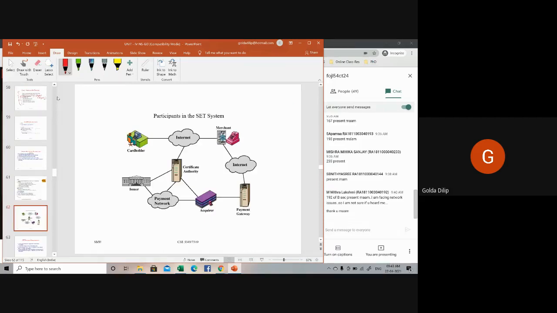Now let's look at who are the people involved in secure electronic transaction, the participants. When you're doing a credit card transaction on the net, how does the SET protocol ensure that it's happening safely? How does it ensure confidentiality and authentication, and who are the people involved? You can make a note of this figure, this is important. Who are the participants involved in a SET system? The first and foremost participant will be the card holder, the Visa or MasterCard holder.